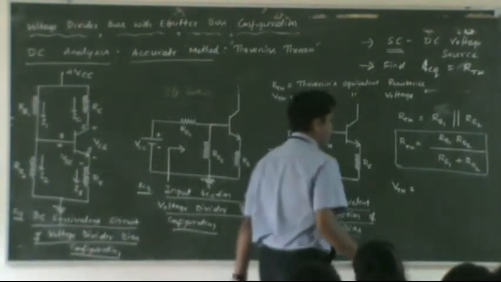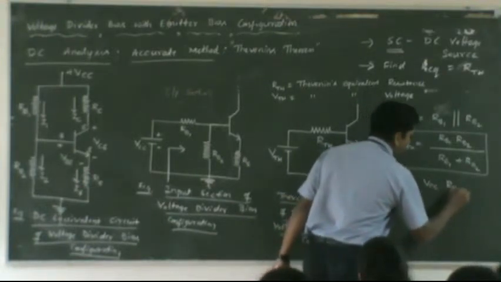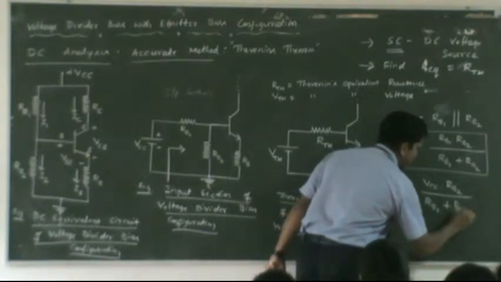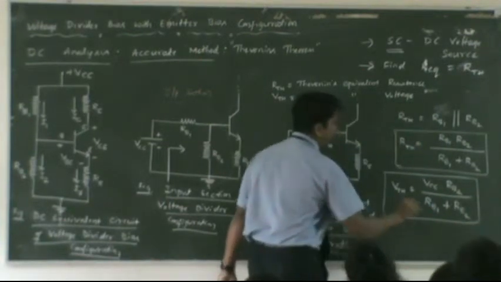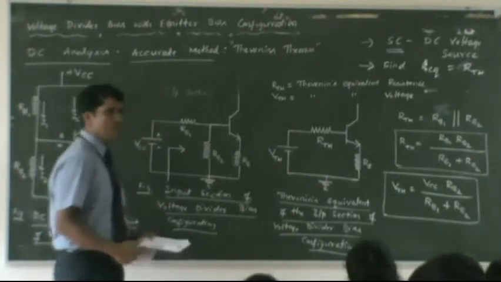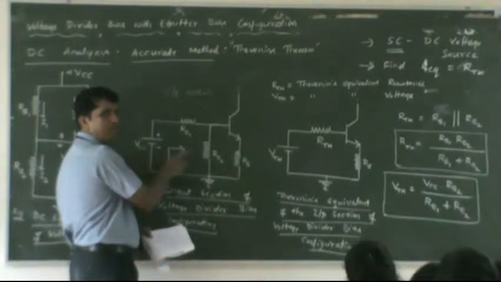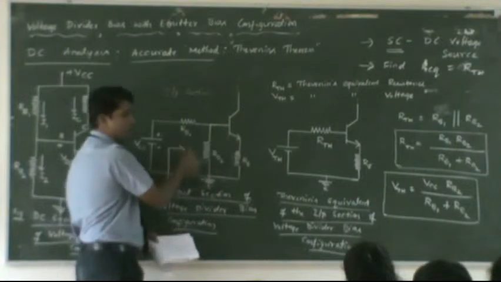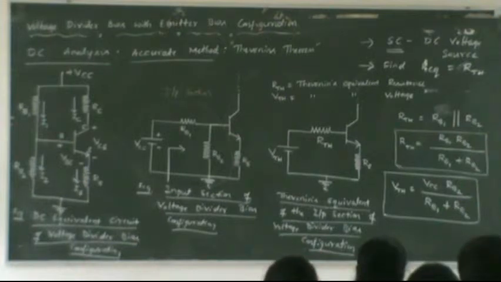You have to apply the voltage division rule there. So V Thevenin is nothing but VCC times RB2 divided by RB1 plus RB2. This is a simple way to calculate this. When you want to calculate the voltage across a resistance, just take the supply voltage and multiply it with the resistance across which you are calculating the voltage, RB2, divided by the sum of these resistances. Do you understand how to calculate V Thevenin?